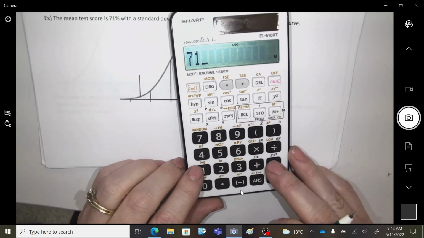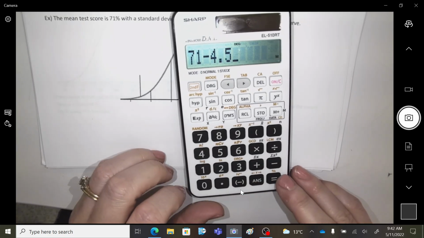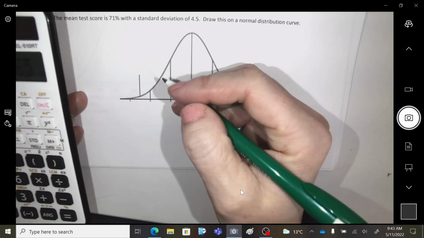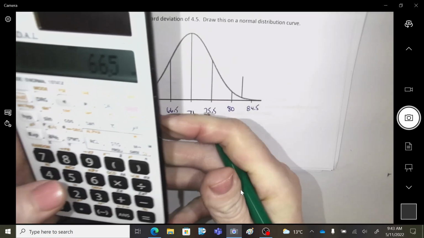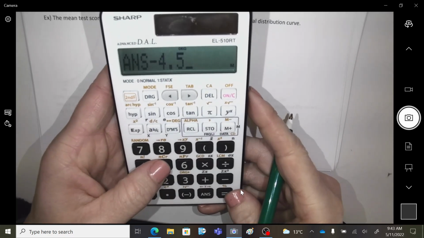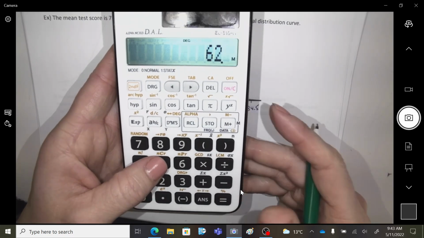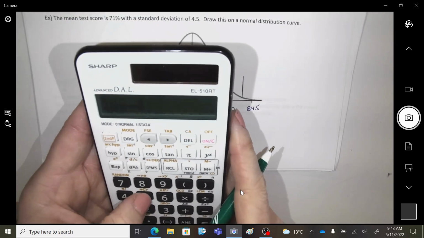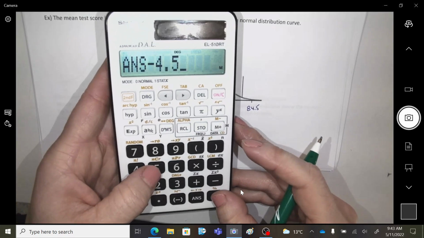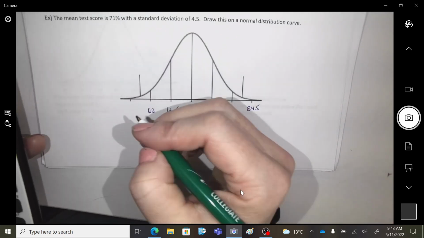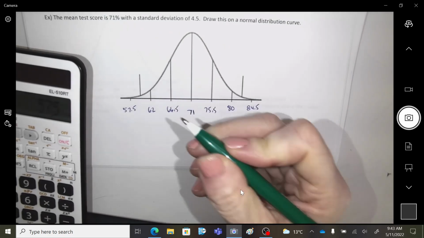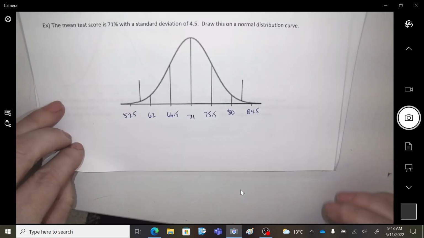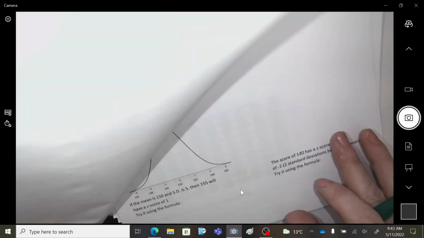71 minus 4.5, 66.5, minus 4.5, 62, minus 4.5, 57.5. So that's the curve.